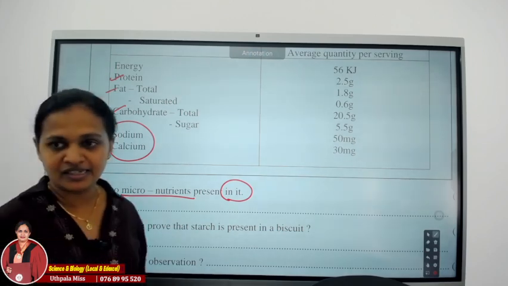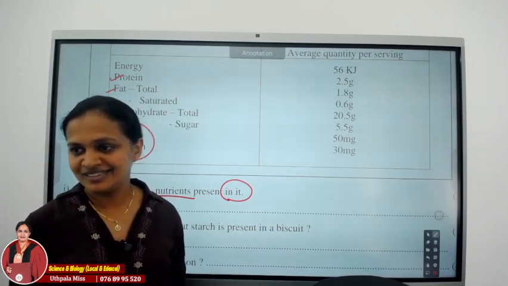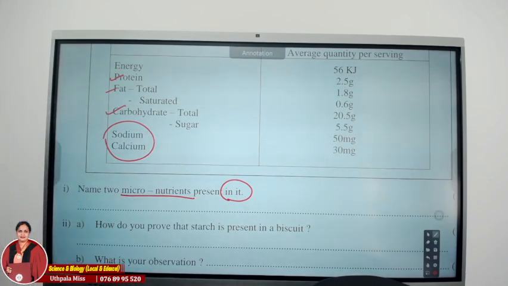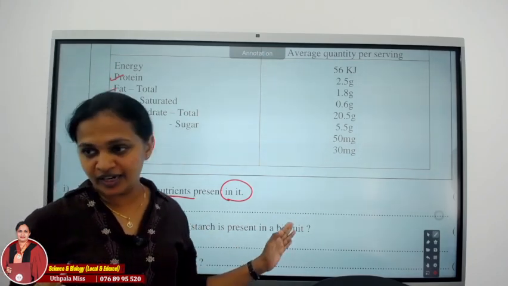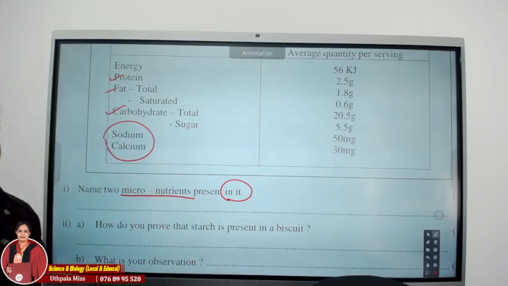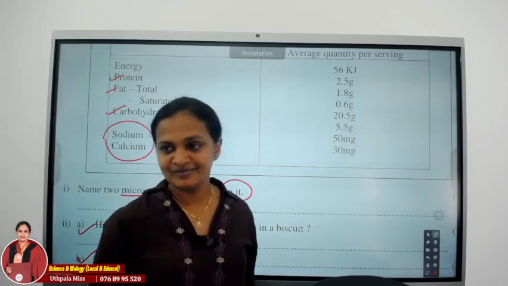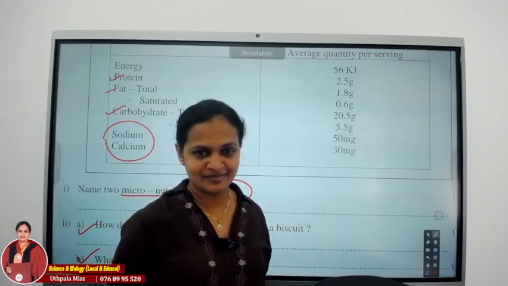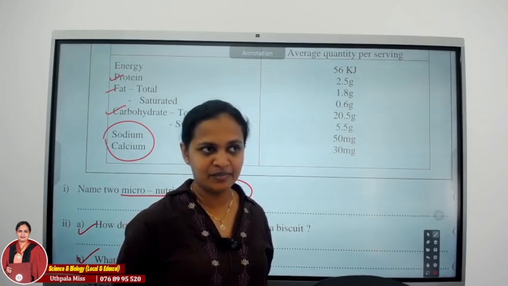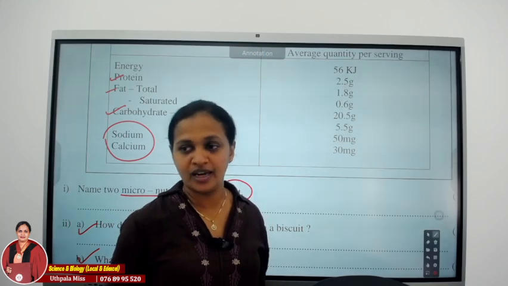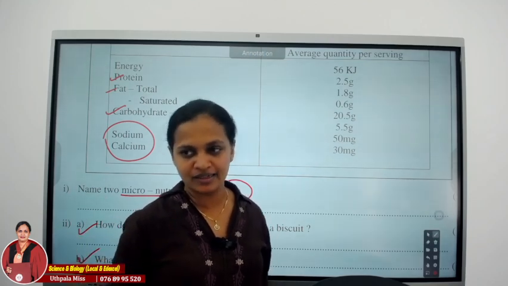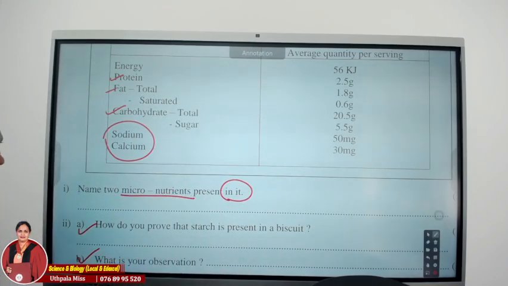How do you prove that starch is present in a biscuit? What is the test? Adding a few drops of iodine. Yes, that is the iodine test: adding a few drops of iodine onto a biscuit. Then what is your observation? Appearance of blue color, dark blue color, purplish black. All these colors are correct, since it is subjective.